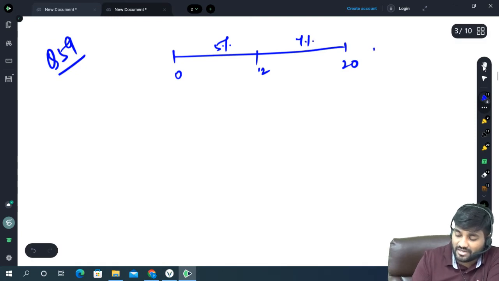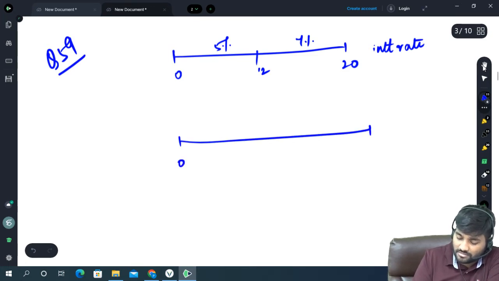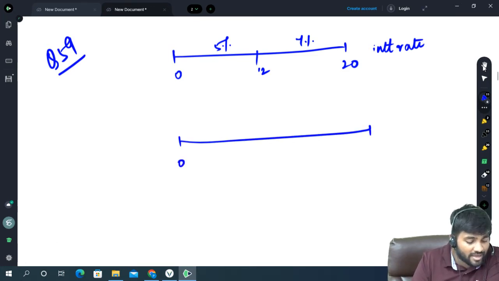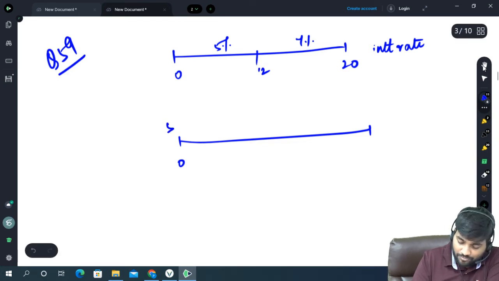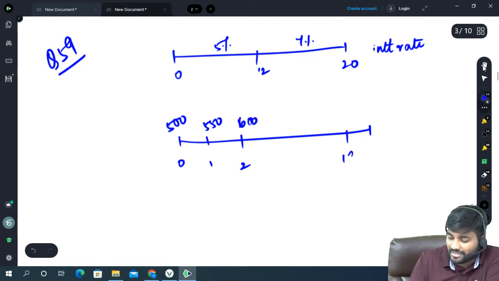So this is basically the interest rate timeline. And now the payments timeline. Since it is in advance, at time 0 they are paying 500. So 500, and at time 1 it is 550, time 2 it is 600. So the last payment will be at time 19. At time 20 there will be no payment.